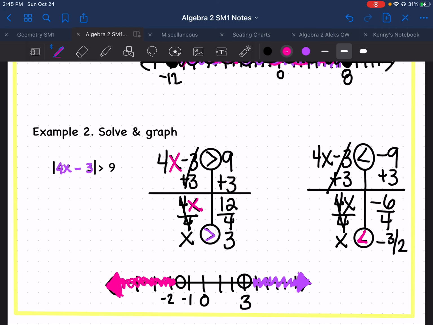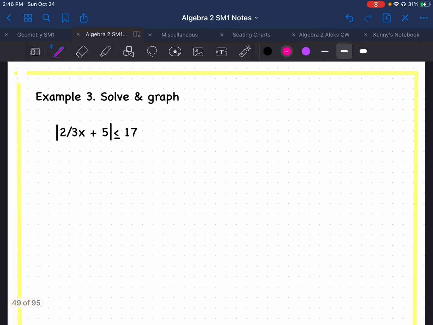All right, I think you guys have got it, but let's take a look at this last one just in case. The reason for this last one is because, take a look, it's got a fraction. Everything so far has been really good. Notice we just have an absolute value less than or equal to a number. So let's set up our two equations.